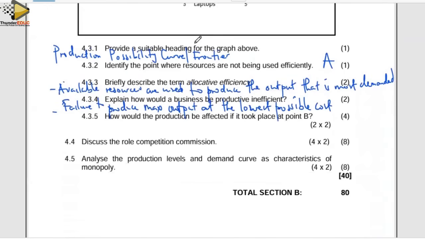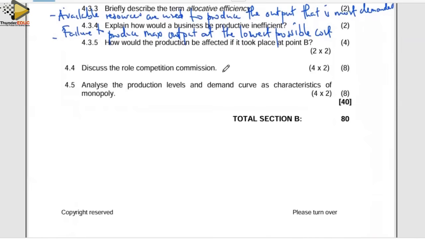We're looking at question 4.4, and we also look at question 4.5. Question 4.4 is closely related to the previous question. It's almost the same as what we have been addressing. Discuss the role of the Competition Commission. The Competition Commission ensures that there is fair participation in economic activities.